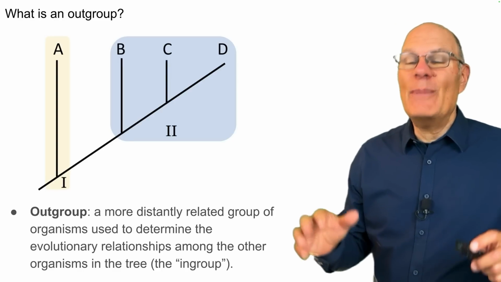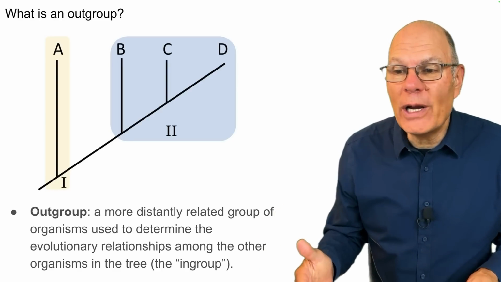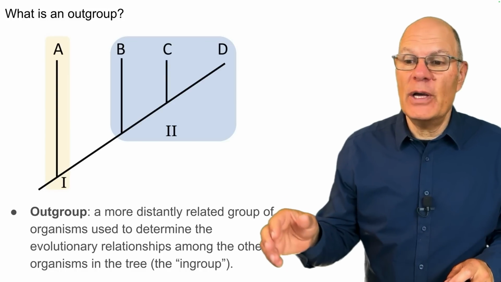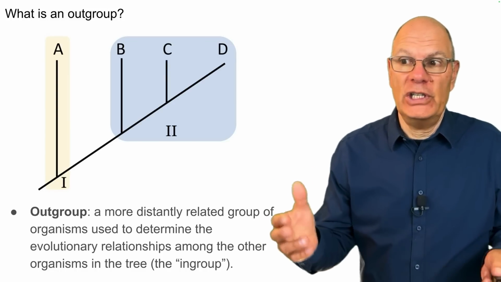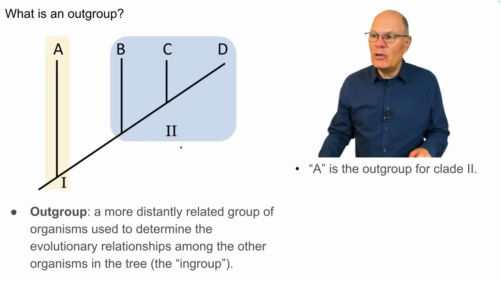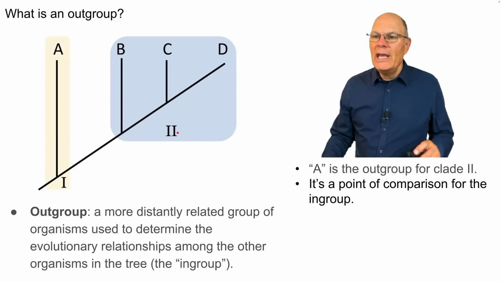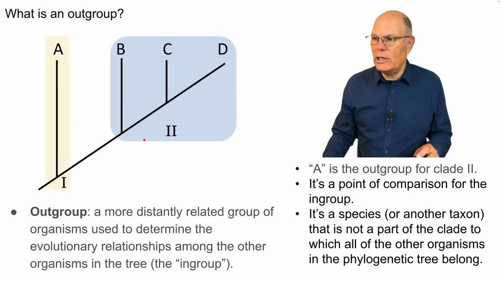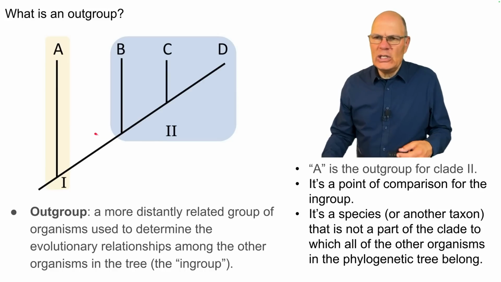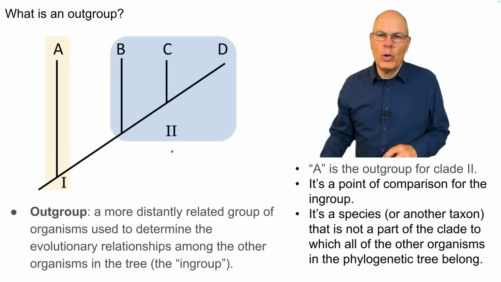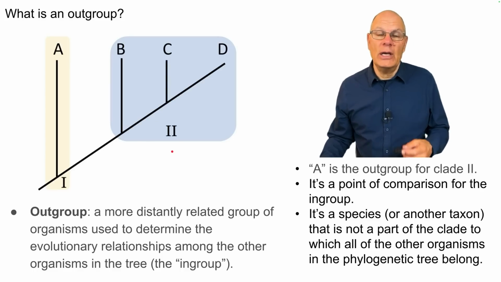An outgroup is a more distantly related group of organisms that's used to determine the evolutionary relationships among the other organisms in the tree, which is the in-group. In this phylogenetic tree, A is the outgroup for this clade that's over here at number 2. It's a point of comparison for the in-group, and it's a species or some other taxonomic category that's not part of the clade to which all the other organisms in the phylogenetic tree belong.